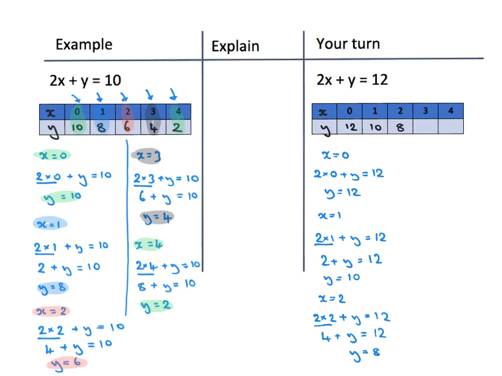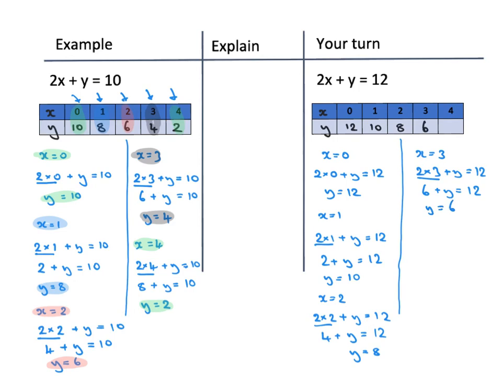So we're very clear which calculation's which, we'll put a line down here, and the next one will go here. So x equals 3. 2 multiplied by 3, add y is 12. 2 multiplied by 3 is 6, so 6 add y is 12. What number fits in there? Well, 6 add 6 is 12. So y equals 6. And that goes in our table here.